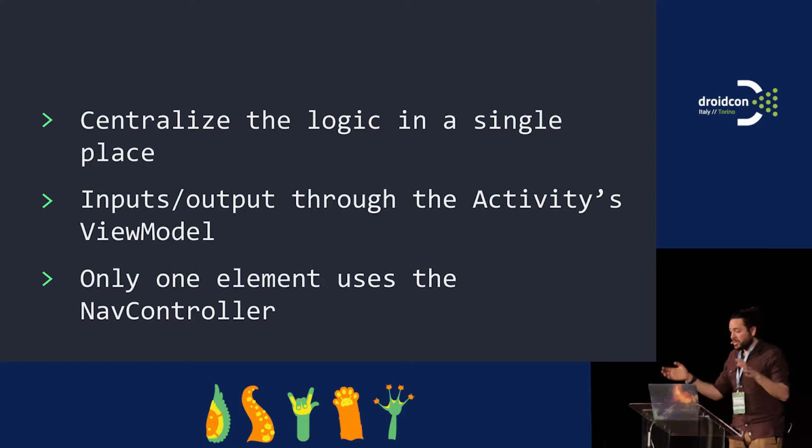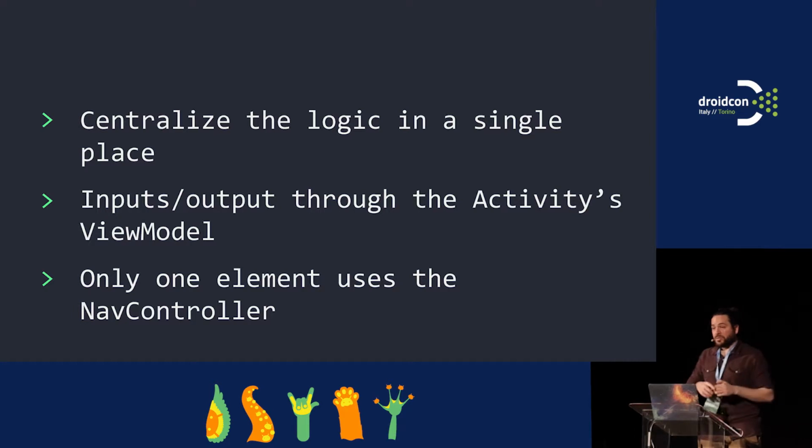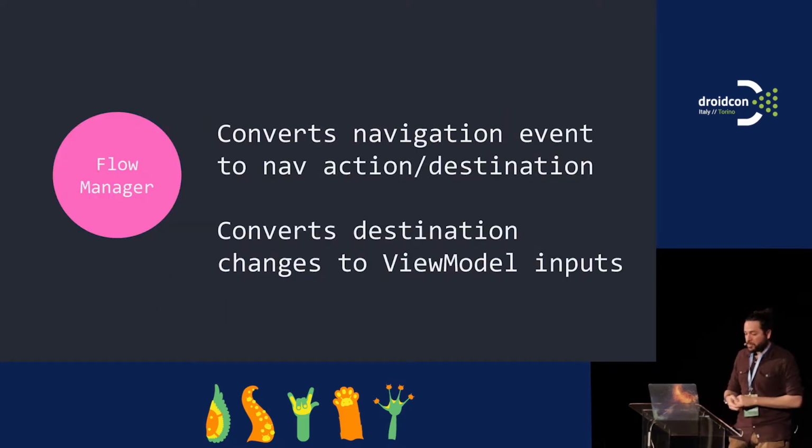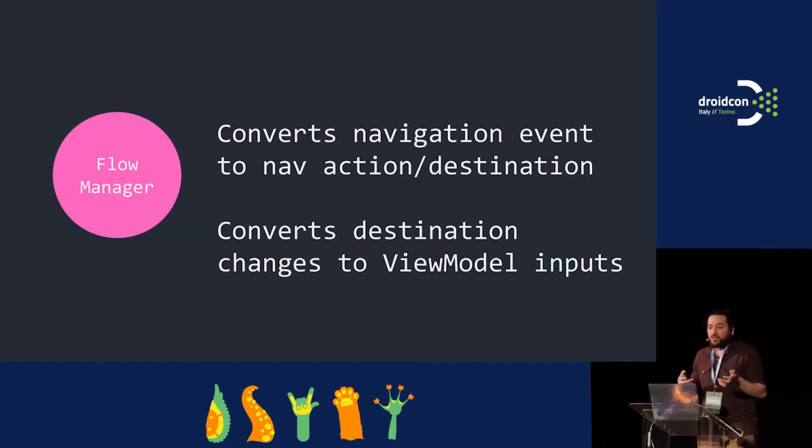Also, all the inputs and outputs of the activities are done on a view model because we decided to fit to the Google standards, let's say. And also, only one element will have access to the nav controller, and it's basically the single place. So what we created as a pattern is a flow manager.